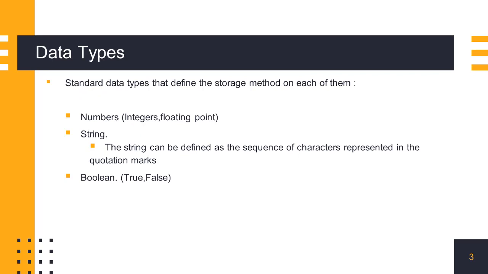Now let us understand what is a data type. Data type is an attribute of data which tells the compiler how the programmer will use the data. The most basic data types available in Python are numbers, string, and boolean value. Let us see how to define variable and assign data type to it.